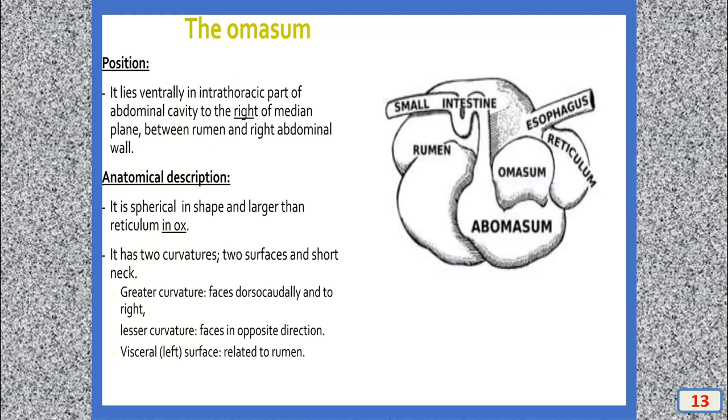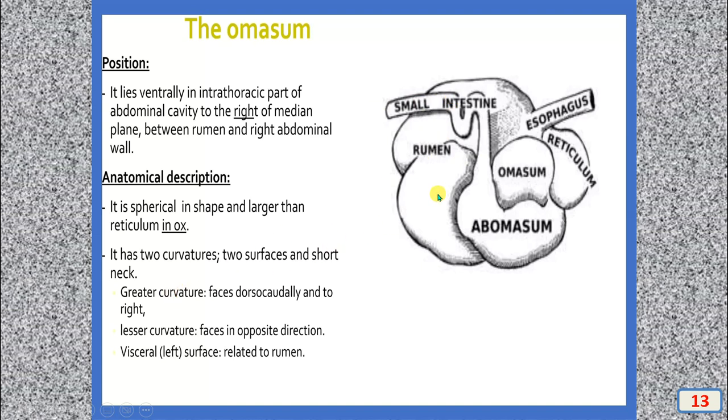hard objects. The omasum lies ventrally in the intrathoracic part of the abdominal cavity, to the right of the median plane, between the rumen and the right abdominal wall. Anatomically it is spherical in shape and, in the ox, larger than the reticulum. Here you can see the esophagus, reticulum, omasum, abomasum, small intestine, then the rumen, etc.